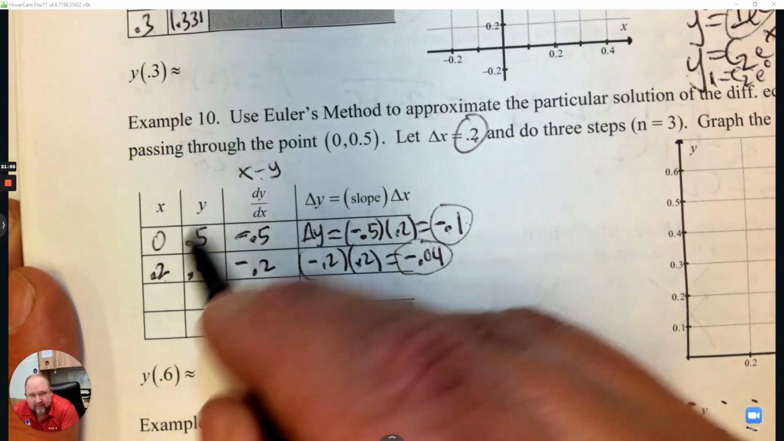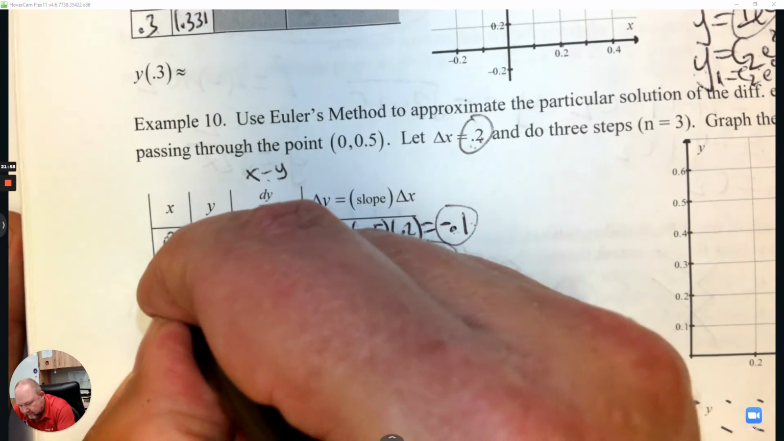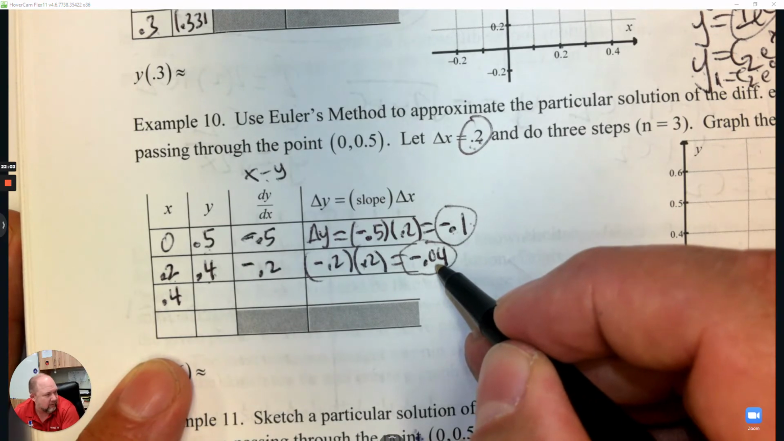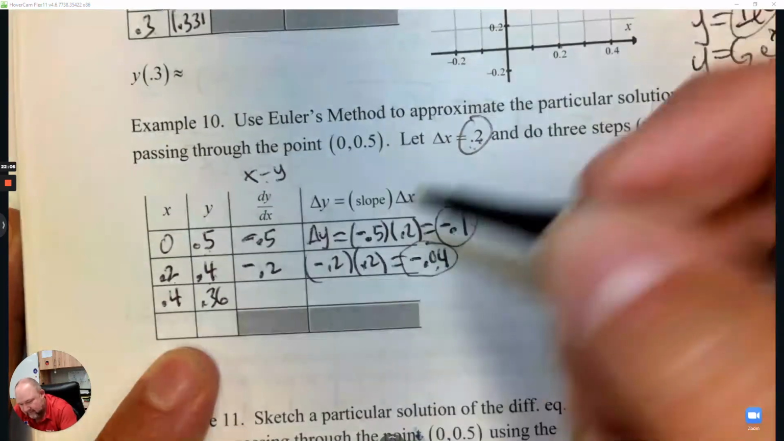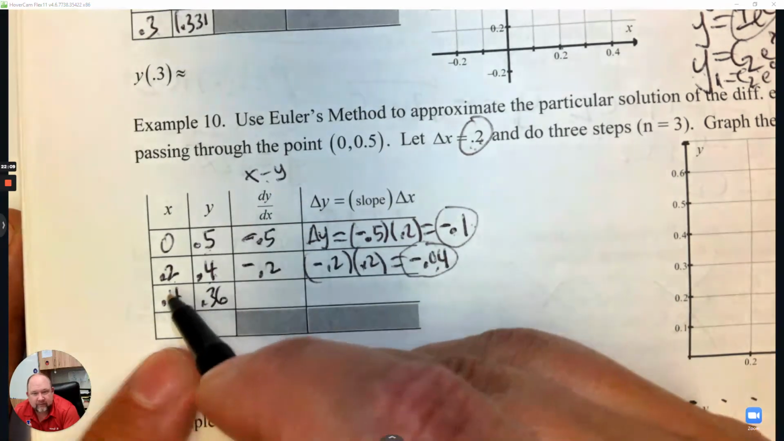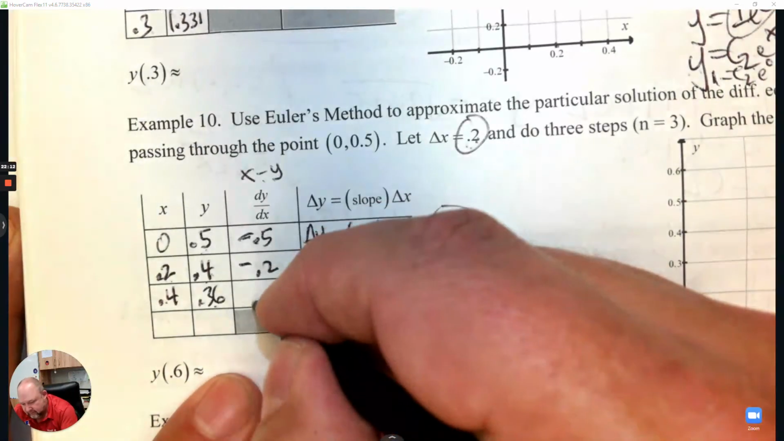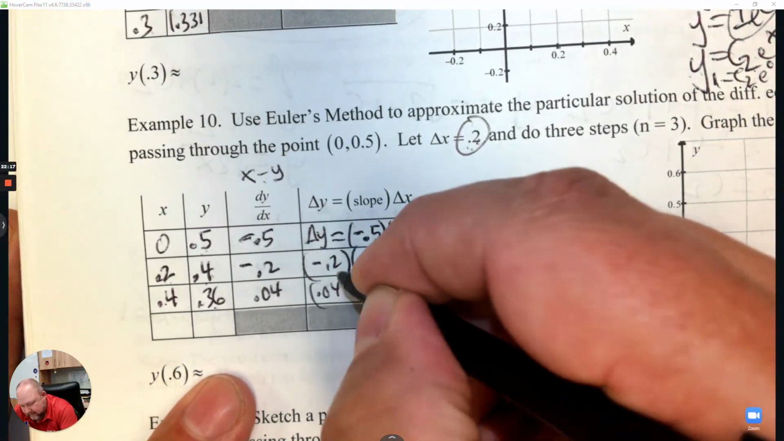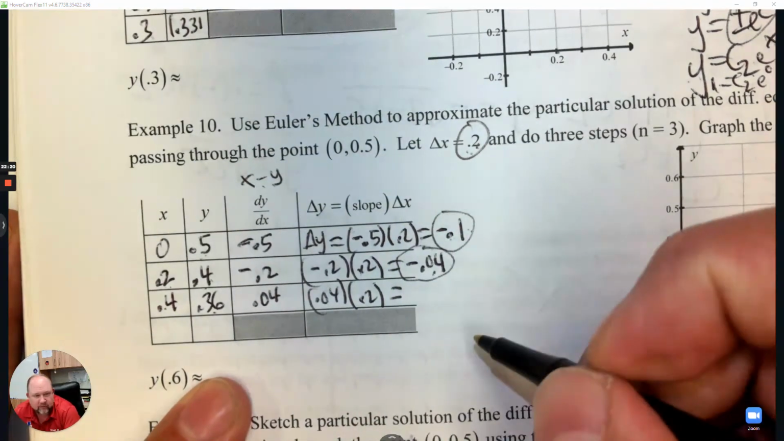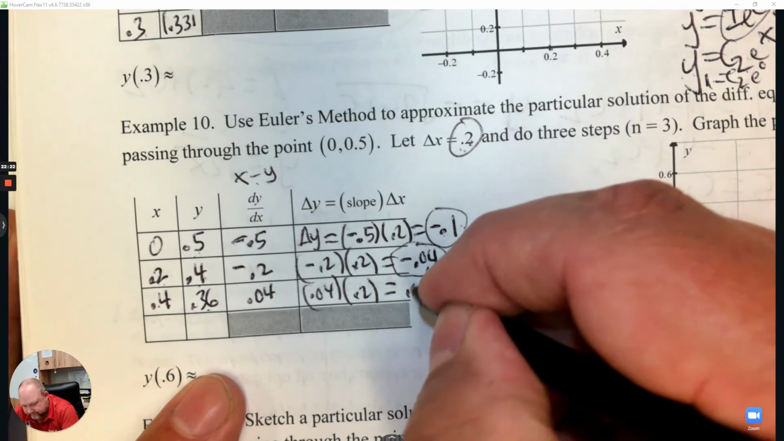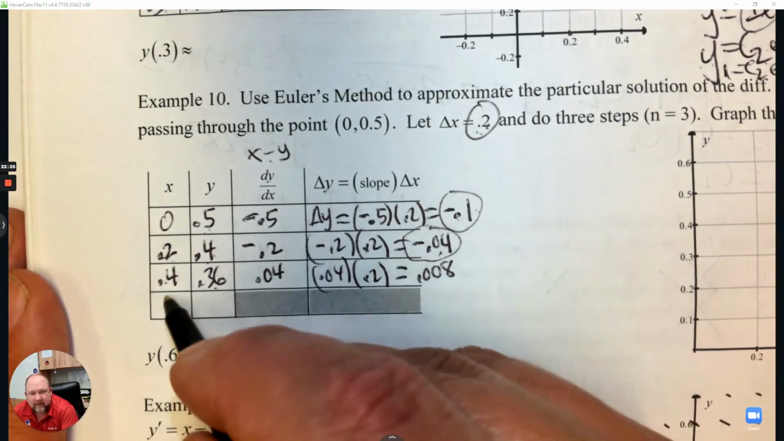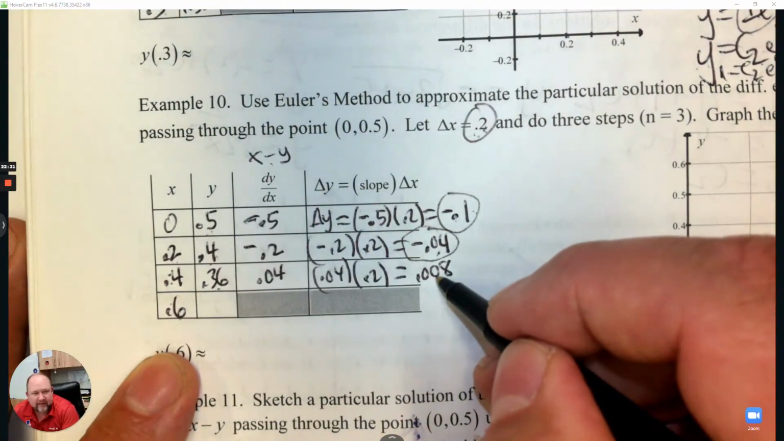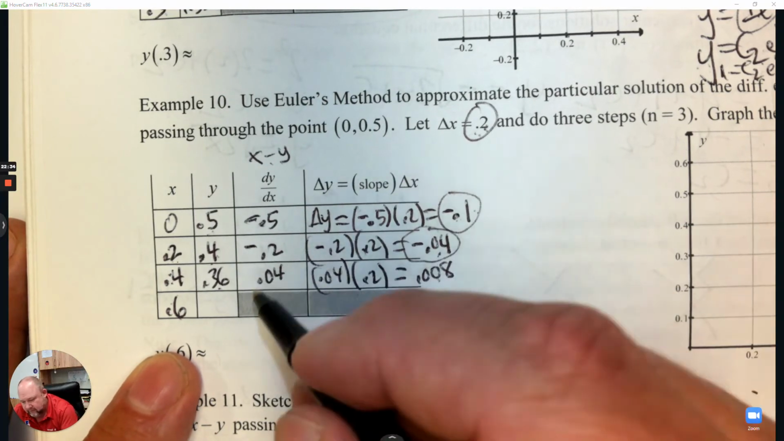That's going to change the y. The x is changing by 0.2. So this now is 0.4. Take 0.4 and subtract 0.04, and you get 0.36. The derivative is x subtract y. That gives me 0.04. And again, I take that answer and multiply it by the change in x, which is 0.2, and that gives me 0.008. I'm going to, again, add 0.2 to the x value, and then add 0.008 to the y value.